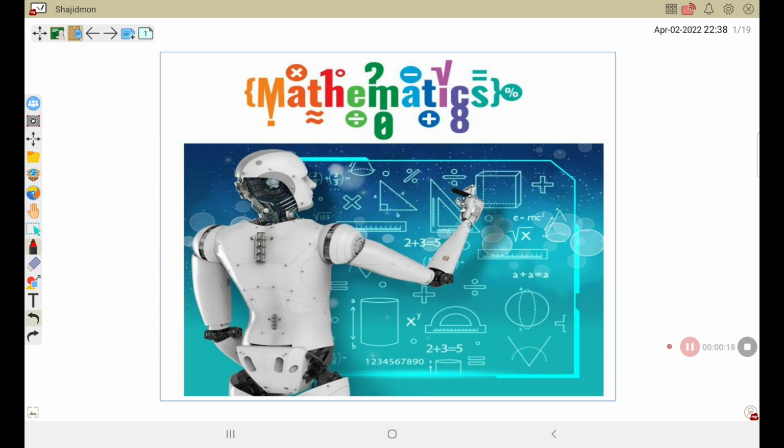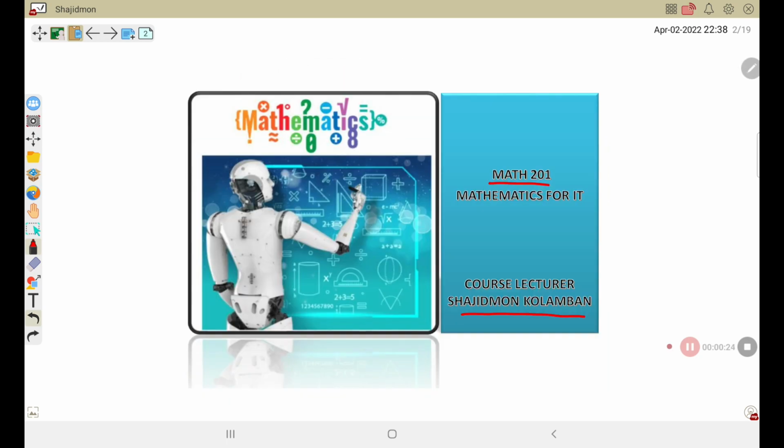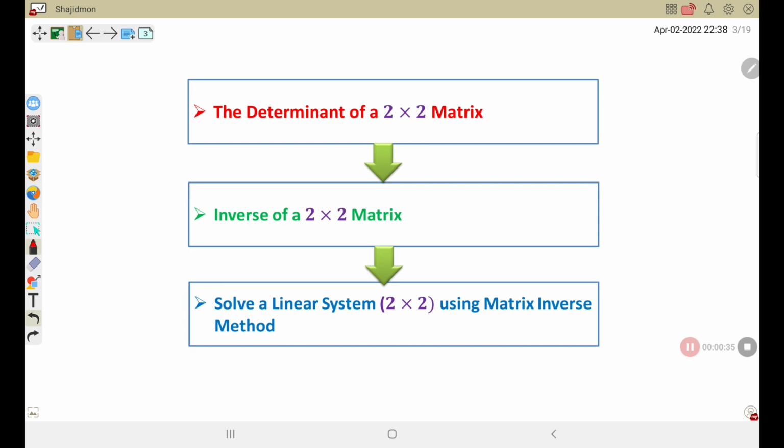In this short video, I am just sharing some details from the course, especially Math 201, Mathematics for IT, especially some topics from matrices. Here we will discuss how to find the determinant of a 2 by 2 matrix and how to find the inverse of a 2 by 2 matrix, and by using this how to solve a linear system of equations, especially 2 by 2 system only. Now we are discussing using matrix inverse method. Okay, so we will go one by one.